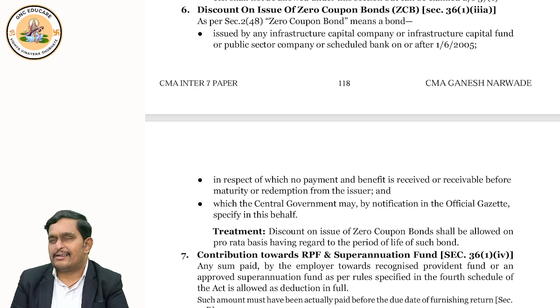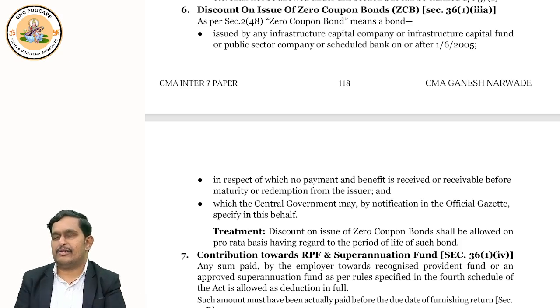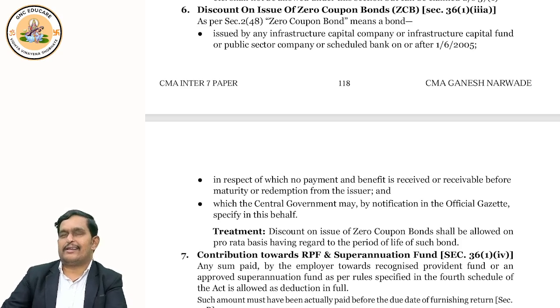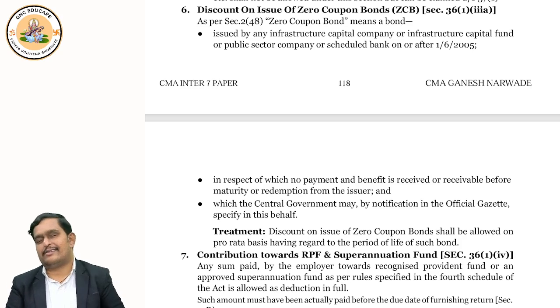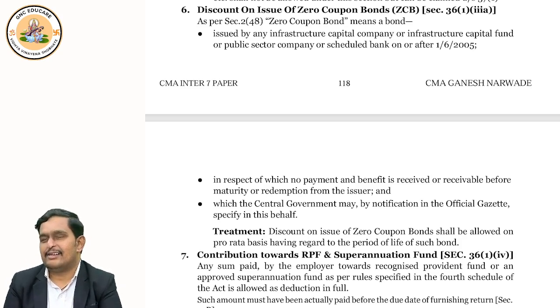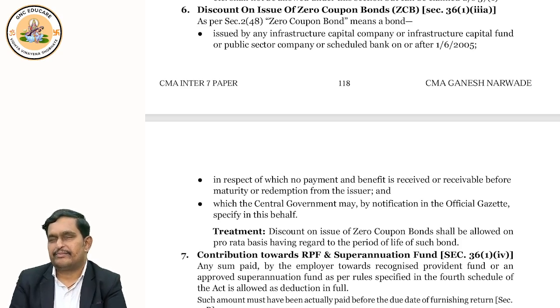Then next comes the topic zero coupon bonds. That means discount on zero coupon bonds we are going to discuss. Now, generally, when you invest in some debentures, I'll just ask you a simple question. Tell me, if you invest money into debentures, every year you will get interest, yes or no? Correct? Am I right or wrong? Yes. Every year you should get interest. But when I talk about zero coupon bonds, you will not get interest during the tenure of the bond. Then when will we get the amount? At the time of maturity, right?